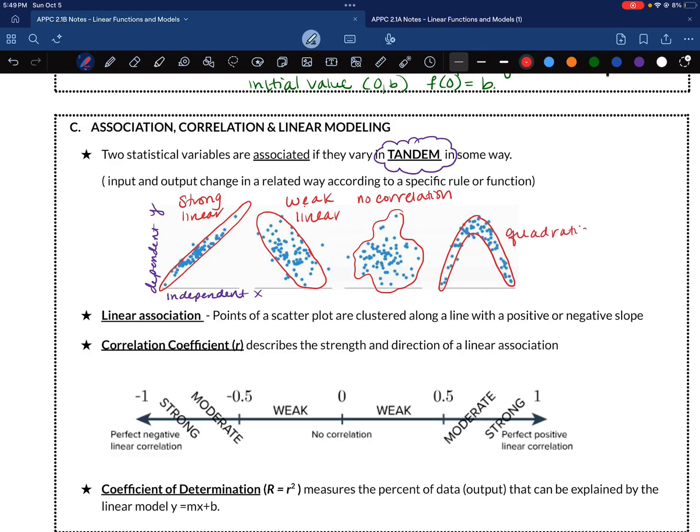And lastly, these ones are definitely not linear. To me, this looks quadratic. And it actually looks like it's got a pretty strong association where the x values predict the y values in a way that makes me think of negative x squared.